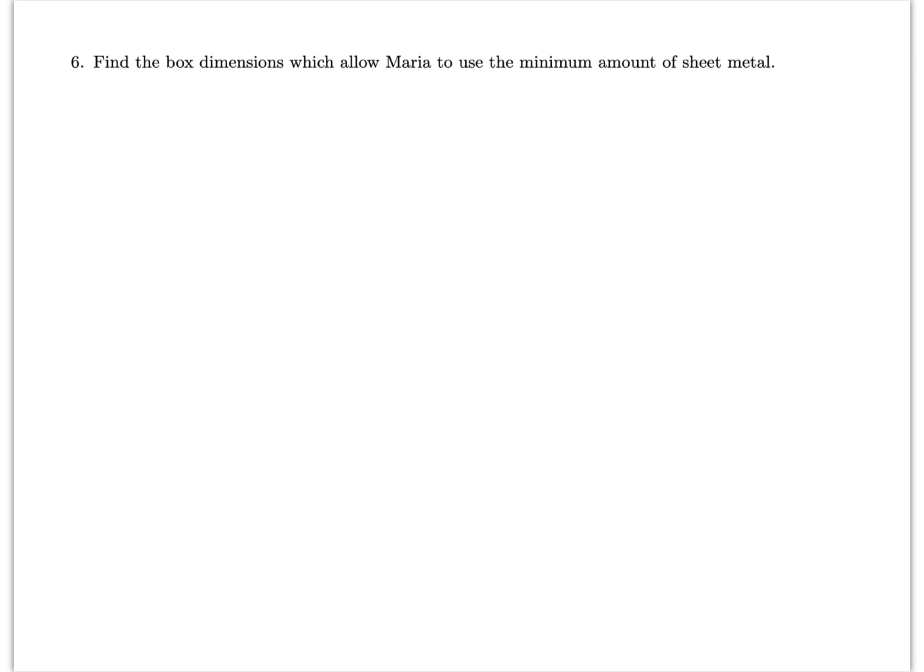Finally, I want to find the box dimensions which allow Maria to use the minimum amount of sheet metal. So I'm just going to rewrite my area equation here. The function I'm trying to minimize, which was 24 plus 36H plus 144H to the negative 1, domain 0 to infinity.